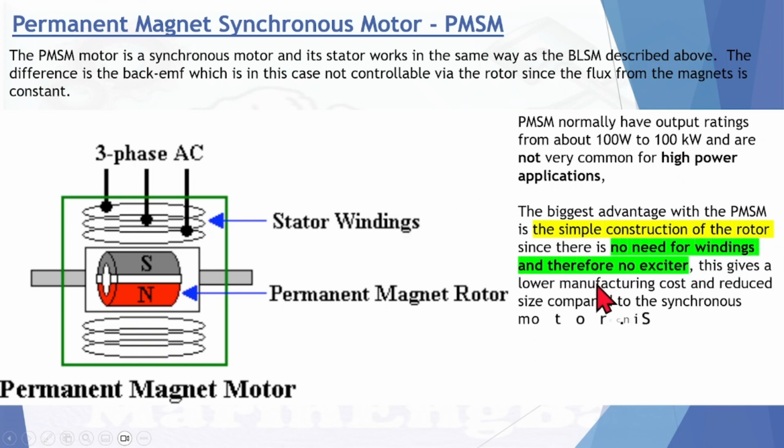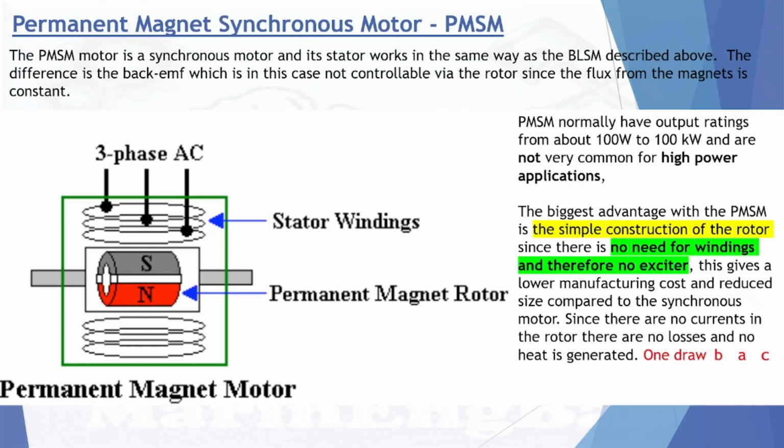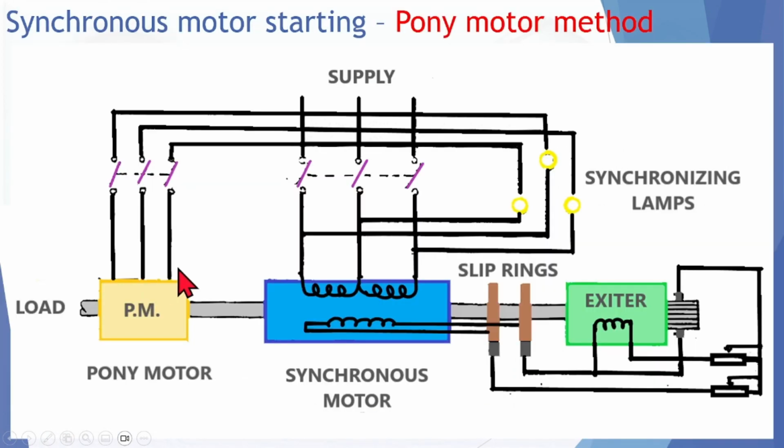There is no winding, no exciter, so it is robust compared to the previous. The drawback is there is demagnetization after some time with aging, because it is a permanent magnet. Right, let's move to the starting method of the synchronous motor. As there is no induction taking place, there is no torque produced, so they are not self-starting.